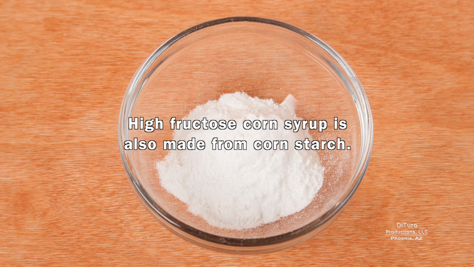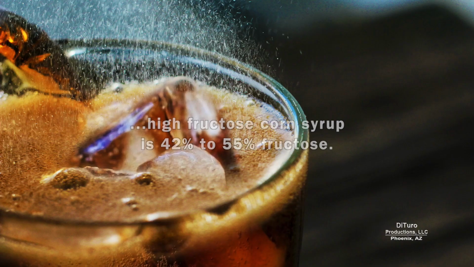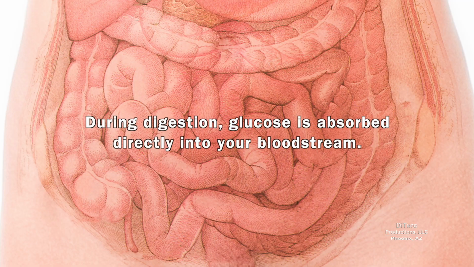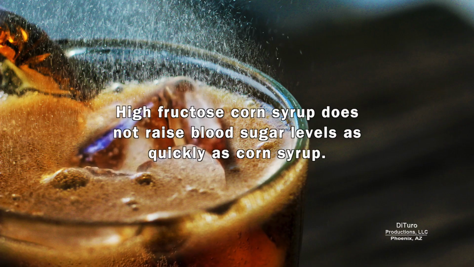High fructose corn syrup is also made from corn starch. Whereas corn syrup is 100% glucose, high fructose corn syrup is 42 to 55% fructose. During digestion, glucose is absorbed directly into your bloodstream. Fructose must travel to your liver to be converted into glucose. High fructose corn syrup does not raise blood sugar levels as quickly as corn syrup.